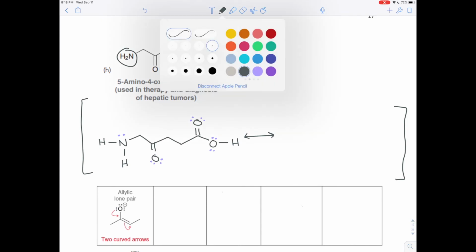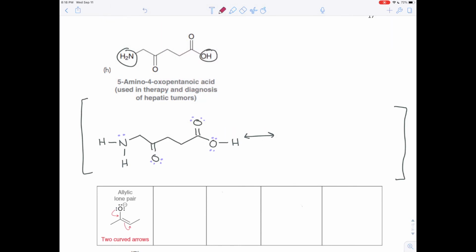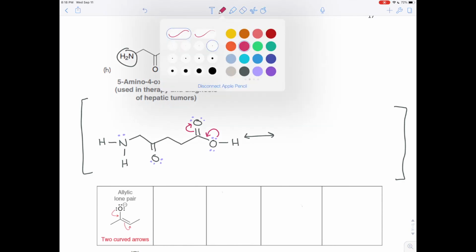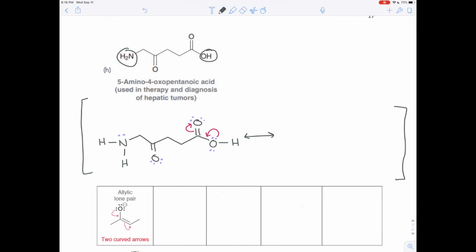So remember that when you have an allylic lone pair, the curved arrow pattern for that is the allylic lone pair always goes toward the bond that connects it to the double bond. And the pi electrons in the double bond always go onto the atom in the double bond that's further away from the allylic lone pair. So to draw that other resonance structure, first let's copy the one we have.